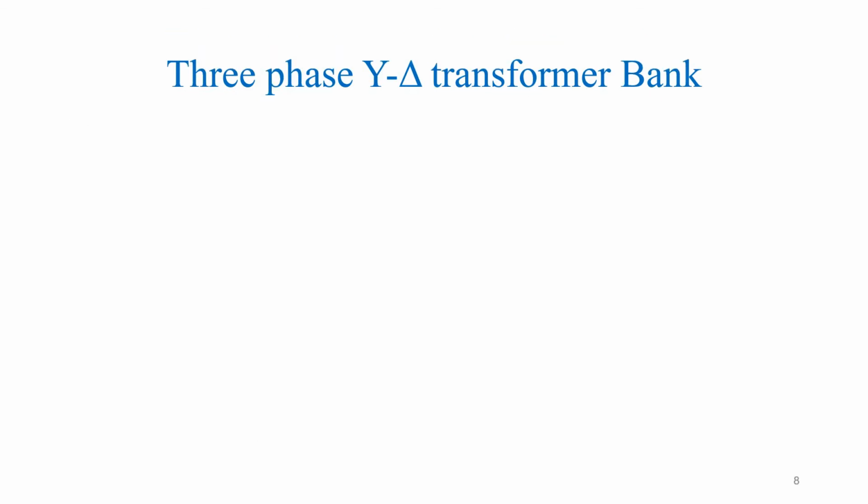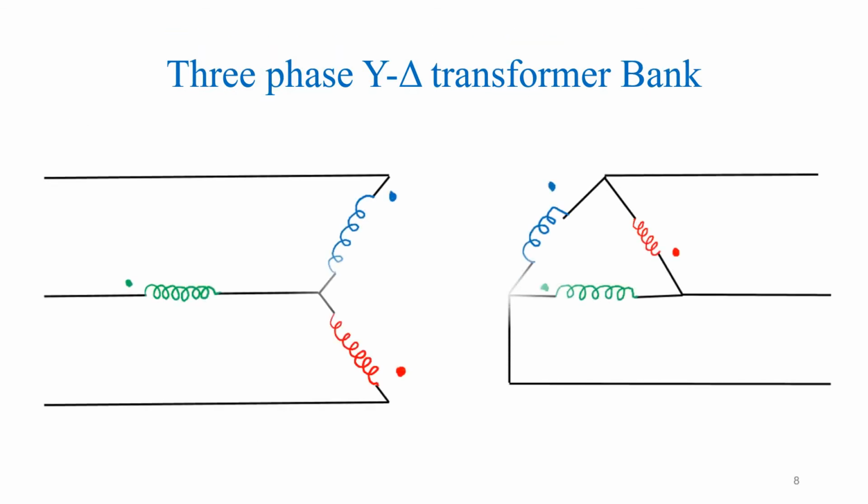Three-phase star delta transformer bank. Let us consider the star connected side as the HV winding and the delta connected side as the LV winding. Now let us give the marking for all the three phases. On the HV side I am representing with capital letters A, B, C, and on the LV side I am representing with small letters a, b, c. So we are following the sequence A, C and B.